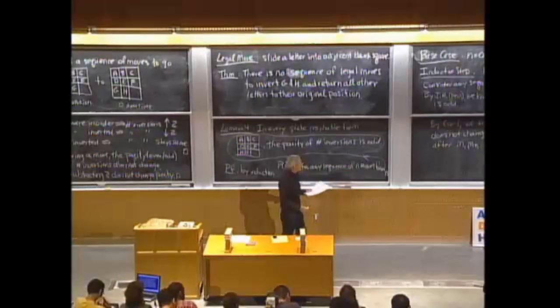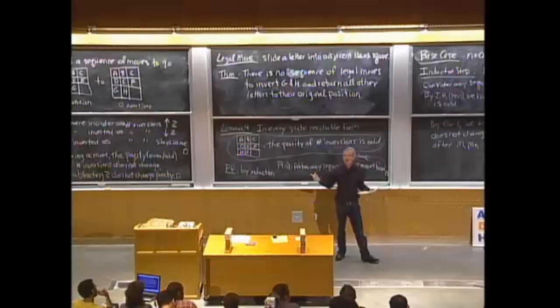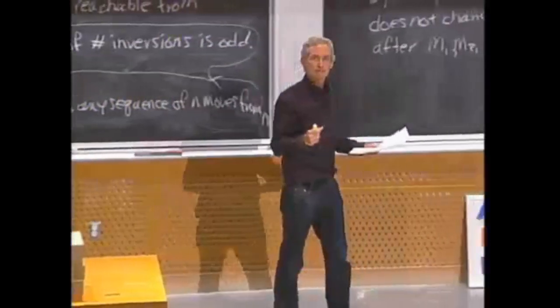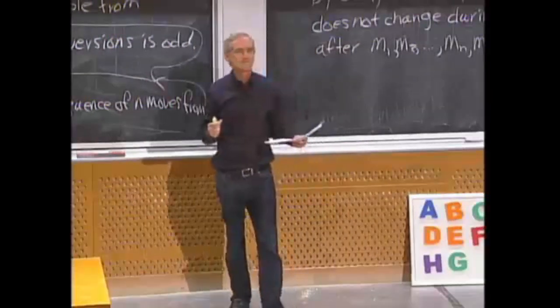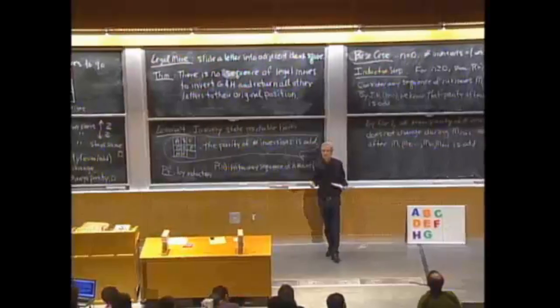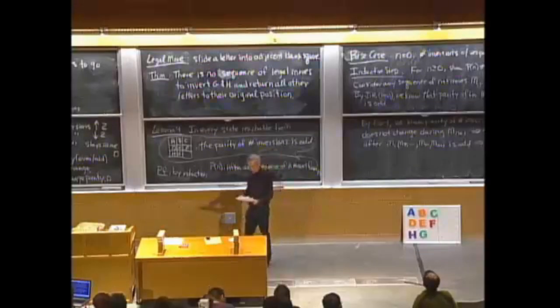Could you have solved the puzzle if I allow the blank to be somewhere else at the end? Is the puzzle solvable then? No. Why not? Doesn't impact the parity at all, so you can't do that.